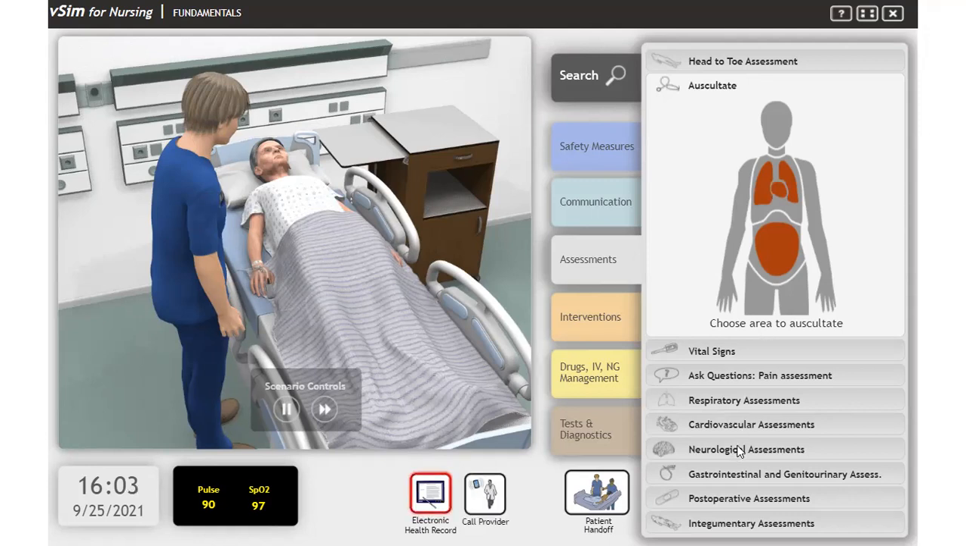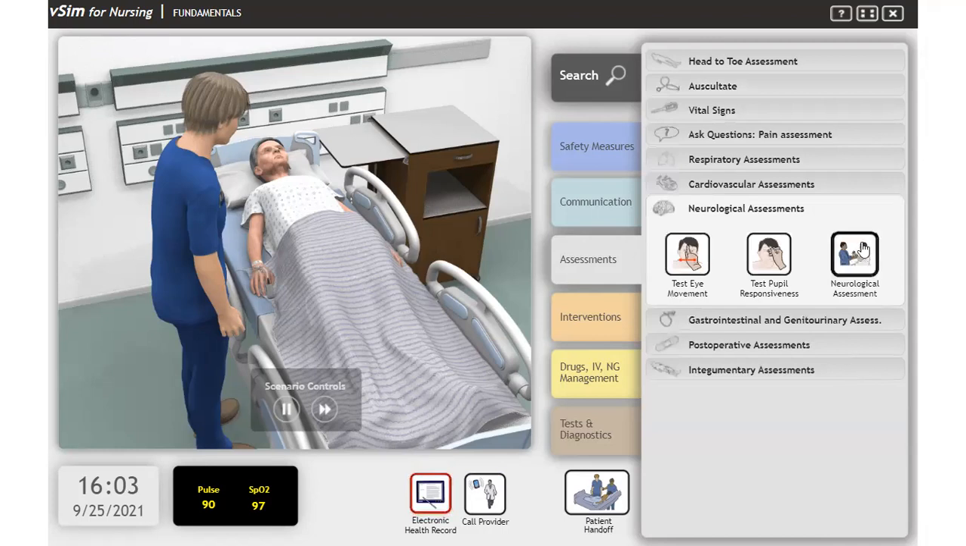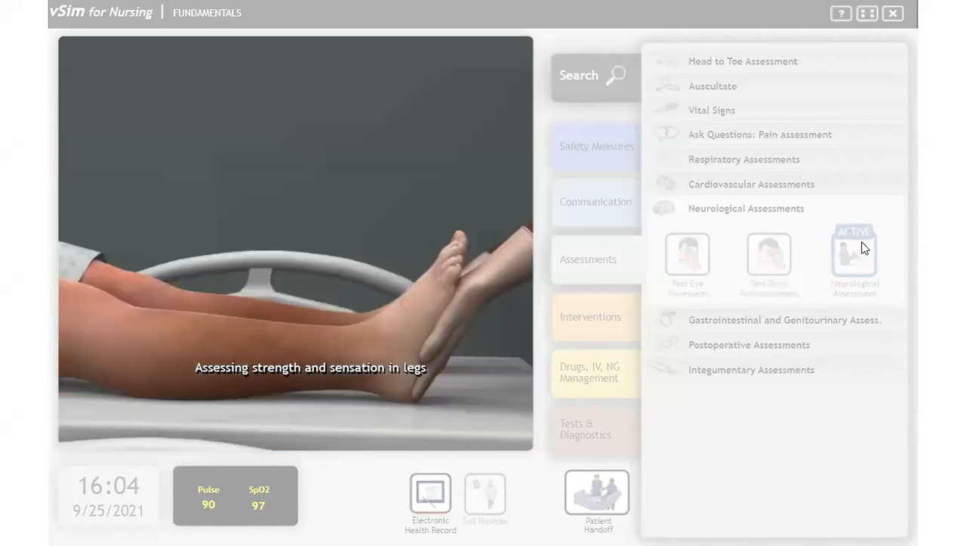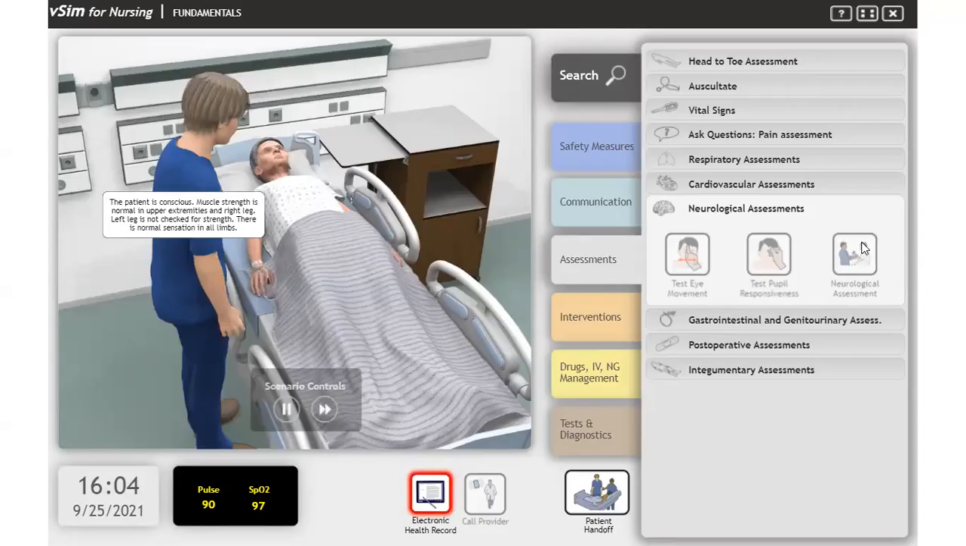Then I'm going to do the neuro assessment. You really just have to do the legs. So we're going to do this one all the way on the right. Neurological examination on you. The patient is conscious. Muscle strength is normal in upper extremities and right leg. Left leg is not checked for strength. There is normal sensation in all limbs.